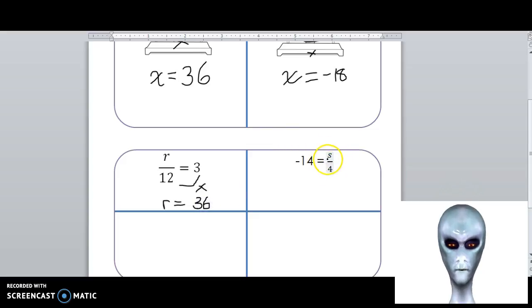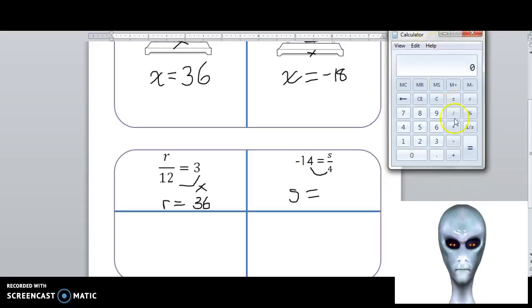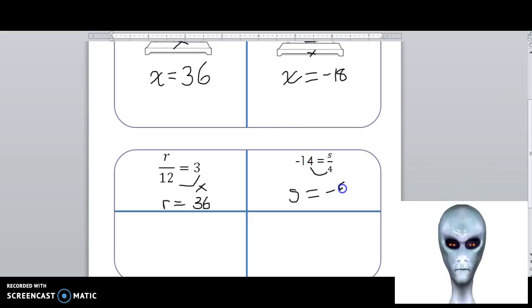The last one here, some number divided by 4 gives me negative 14. So I'm going to multiply these 2 terms. And again, you can use a calculator. The variable is s. S is equal to negative 14 times 4, which gives you negative 56.